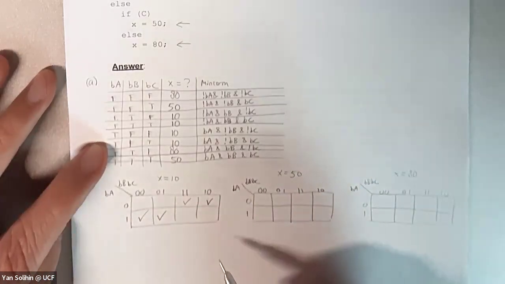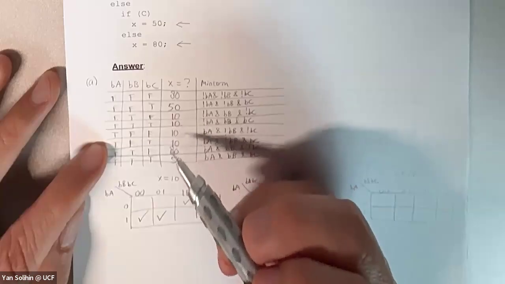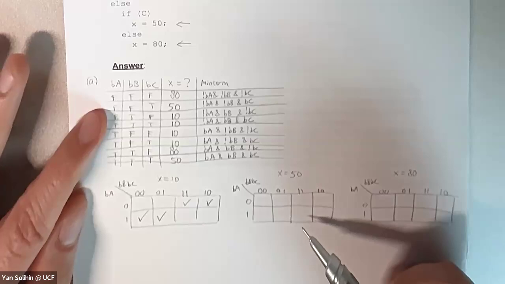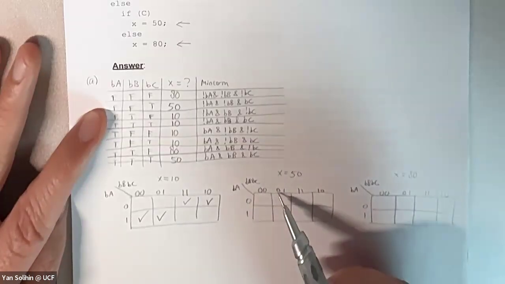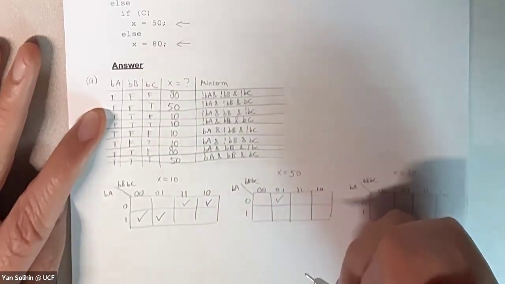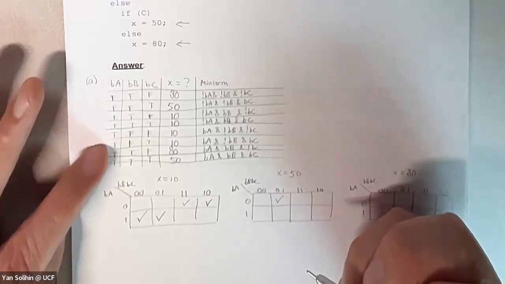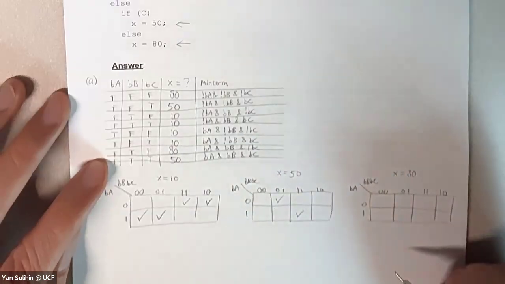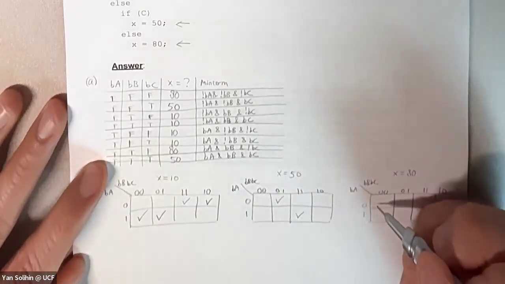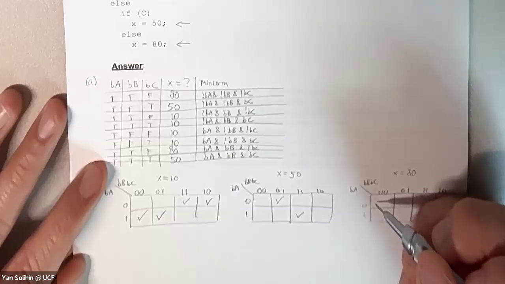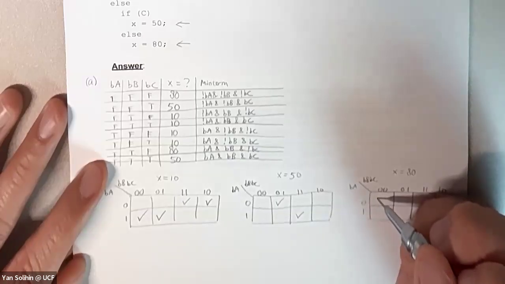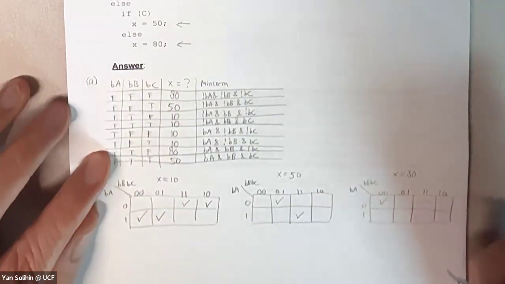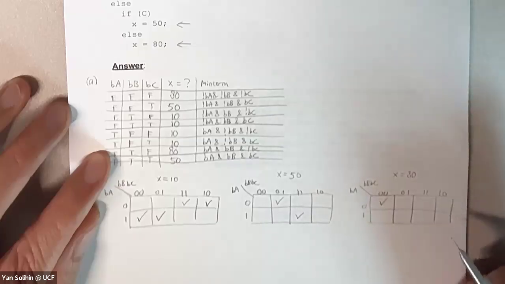Okay. So there are 4 cells. So we're done for x equal to 50: false, false, true, and true, true, true. And for 80, it is false, false, false, and true, true, false.